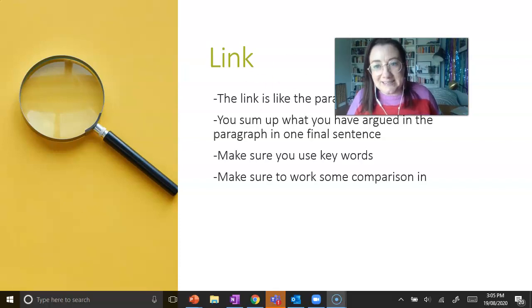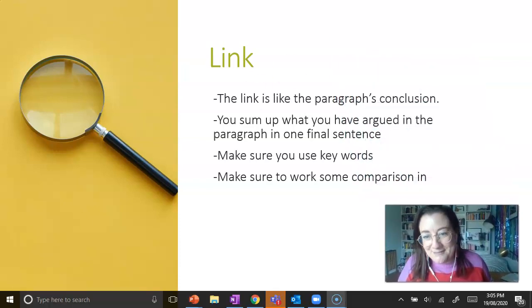Okay, link sentences, the one that everyone forgets. Poor link. So the link is like the paragraph's conclusion. And basically it just sums up what you've argued in that paragraph in one sentence. It should be quite quick. It's a bit like the topic sentence. If you get stuck and you don't know what to write, looking at your topic sentence is a good way to kick yourself into gear with it.